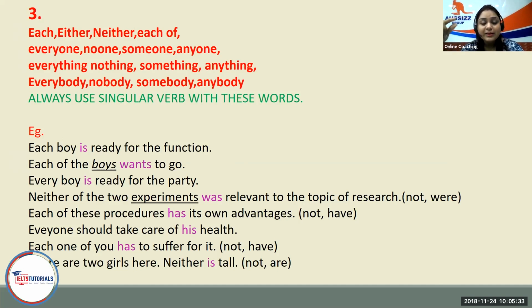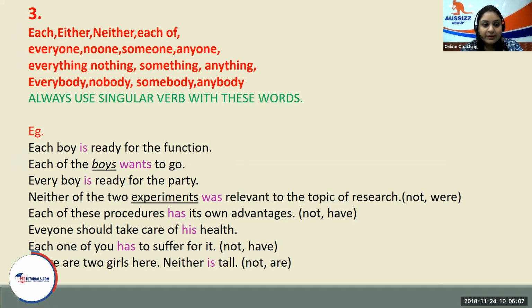Why? Because there is a rule in the green line you can read: always use singular verb with these words. Here, each of the boys means among all. We have to use singular verb because we don't know how many boys are there in the each. Therefore it is indefinite for me, and I have to use: each of the boys wants to go. Getting?